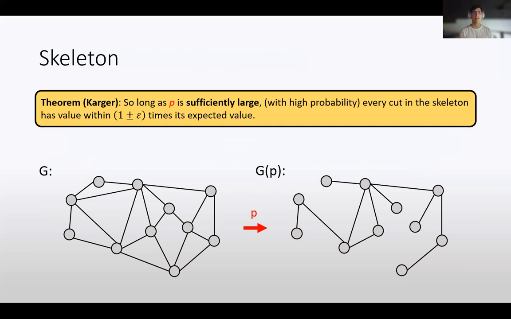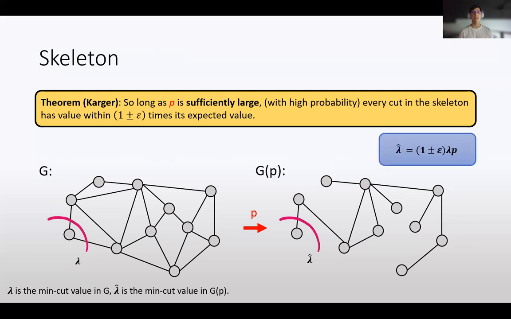An important result by Karger is that so long as the sampling probability is sufficiently large, every cut in the skeleton takes up roughly its expected value. So in particular, suppose we compute the min cut value of the skeleton. Karger's theorem tells us that this value will be within 1 minus epsilon and 1 plus epsilon times its expected value, which one can easily check is p times the value of the min cut in the original graph. Thus, the value of the min cut in the skeleton divided by the sampling probability is a 1 plus minus epsilon approximation to the min cut value in the input graph. Hence, the problem of finding our min cut approximation is essentially reduced to finding a correct sampling probability p with which to build a skeleton, where we can then compute the min cut value.